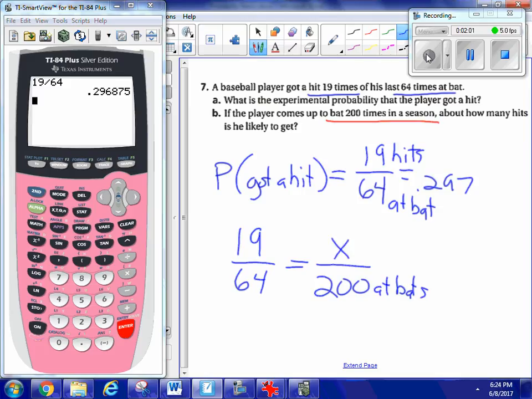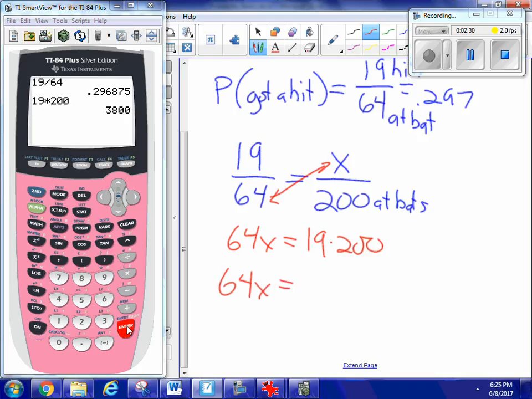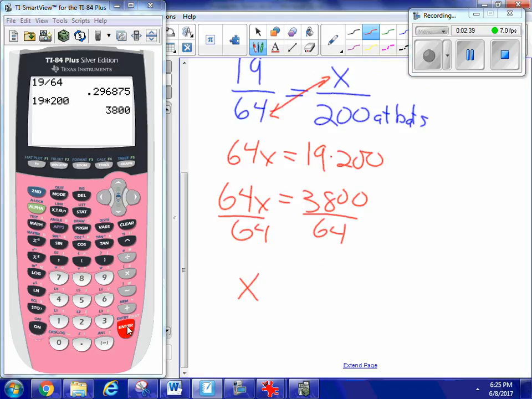We have a really interesting proportion going on right here, so I can cross multiply because I have an equal sign there. 64x is equal to 19 times 200. 19 times 200 gives 64x is equal to 3,800. I divide both sides by 64, and I find out that x is equal to 59.375.